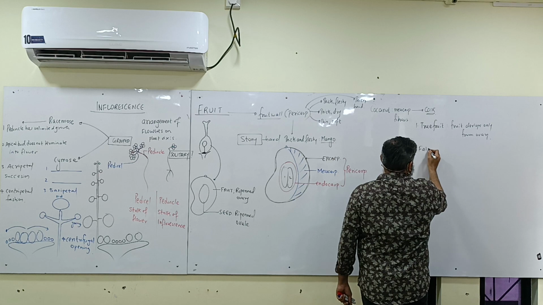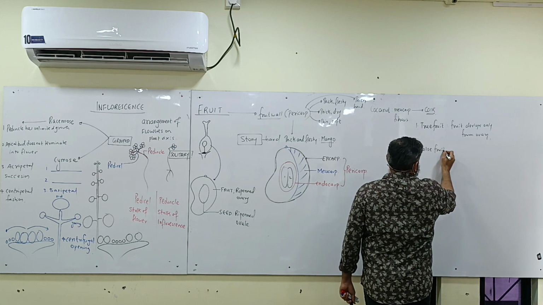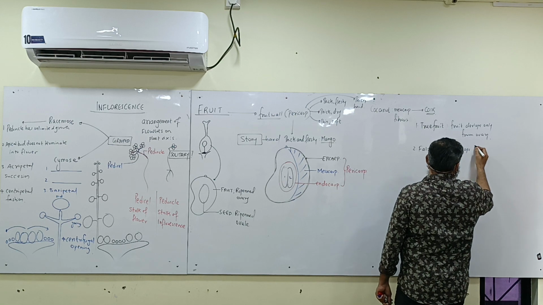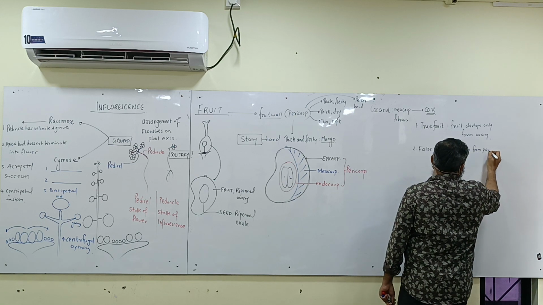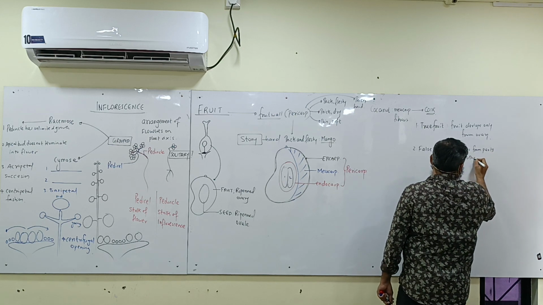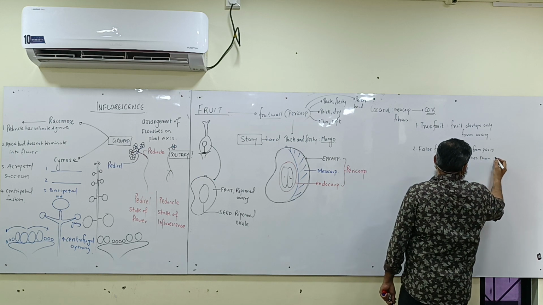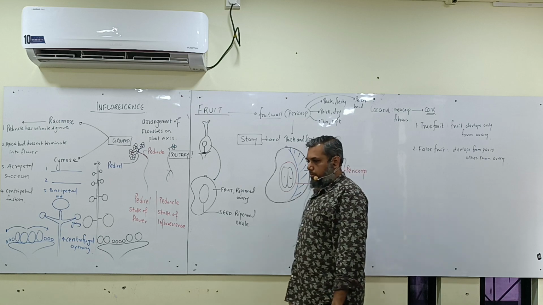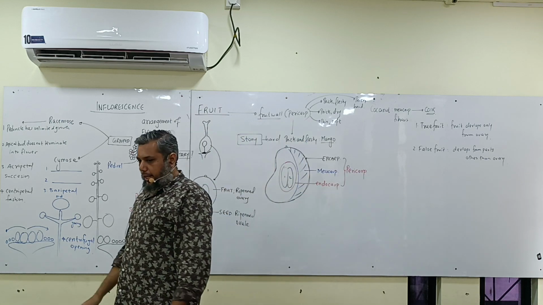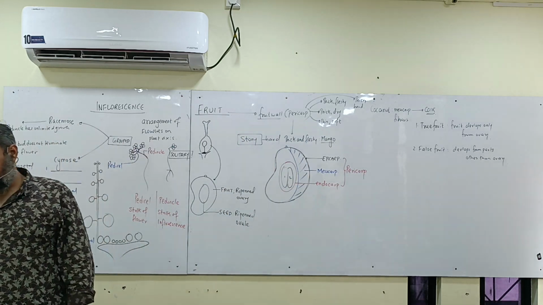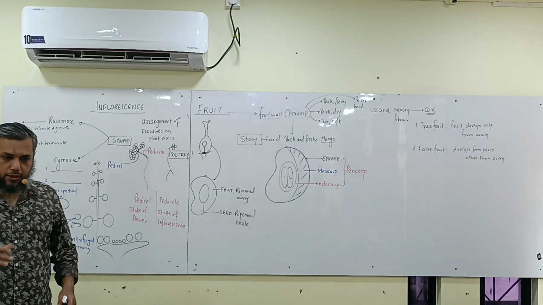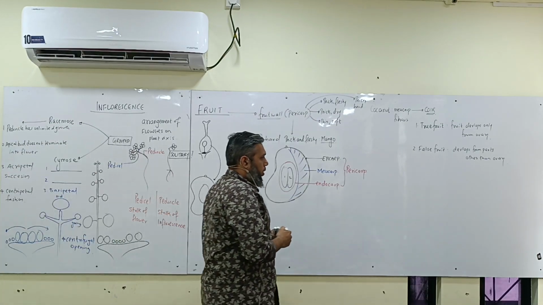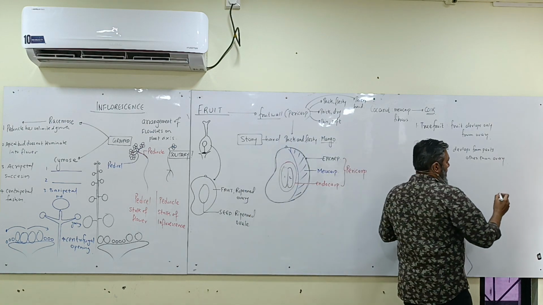And if it develops from parts other than the ovary, then that fruit is called a false fruit. मतलब अगर फ्रूट के डेवलपमेंट के टाइम पे ओवरी के अलावा भी किसी और ने पार्टिसिपेट किया तो हम लोग उस फ्रूट को क्या कहेंगे? फॉल्स फ्रूट. A good example of a false fruit is apple.